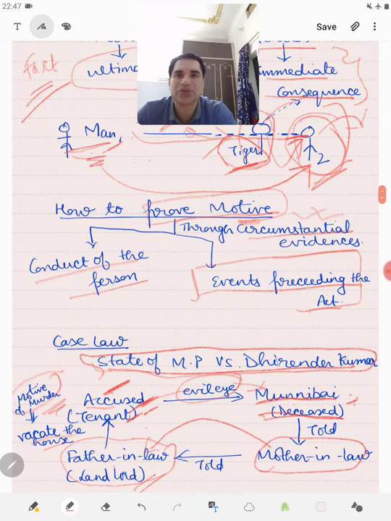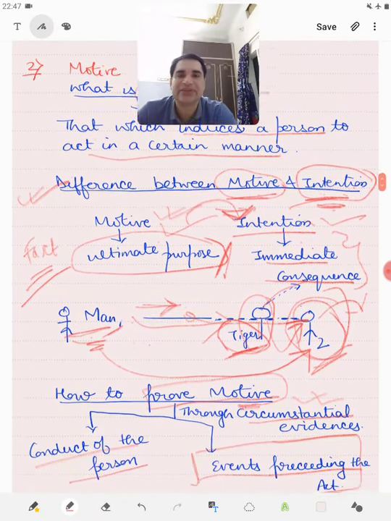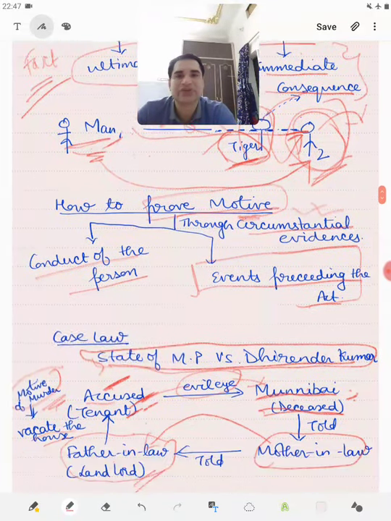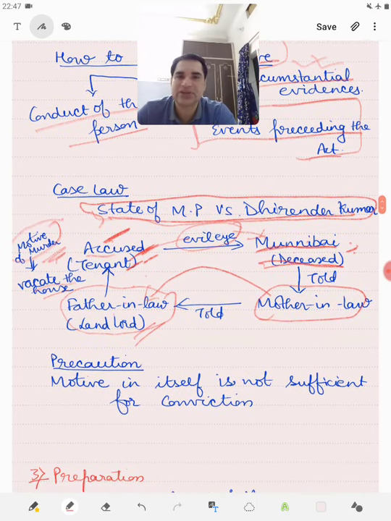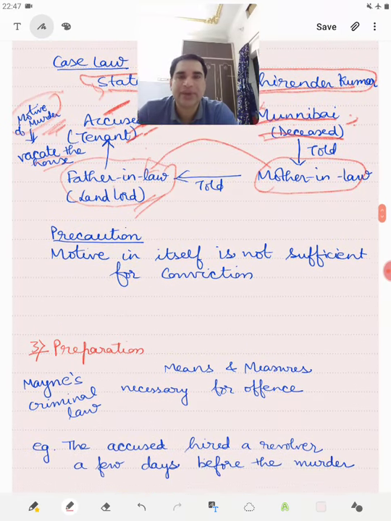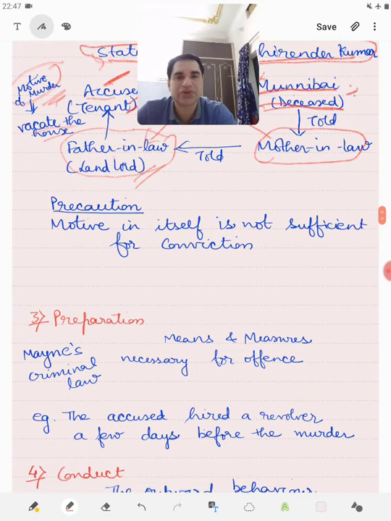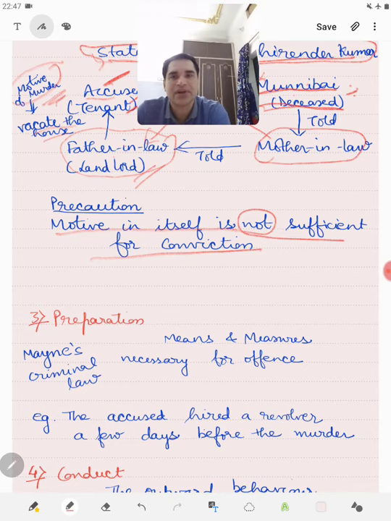So, we have seen what motive is. Thereafter, we saw the difference between motive and intention. Thereafter, we saw how to prove motive and the case law on motive. But one very important precaution you should keep in mind is that motive in itself is not sufficient for conviction. Mind you, friends, motive is not in itself sufficient for conviction. If it is proved, yet not. If it is disproved, yet it will not be sufficient for acquittal if other proofs are there.